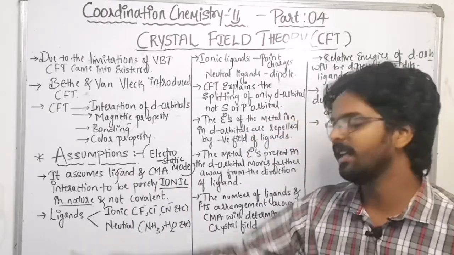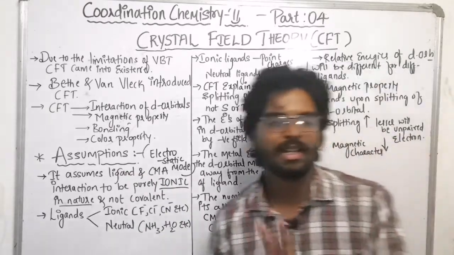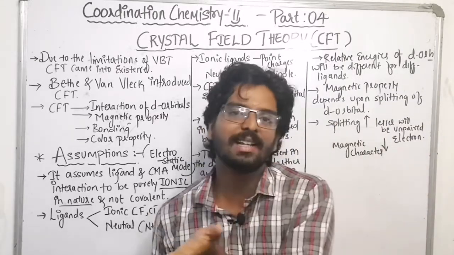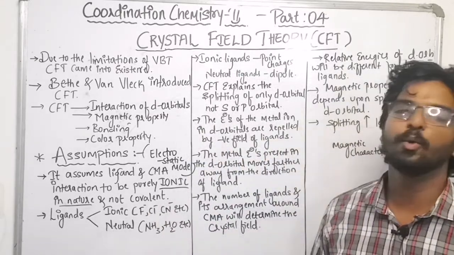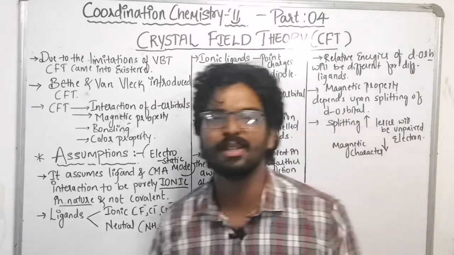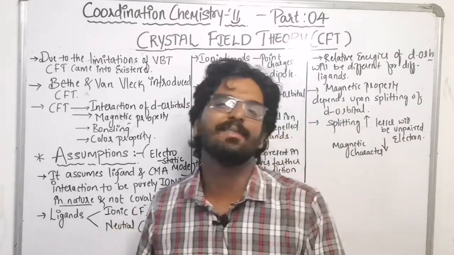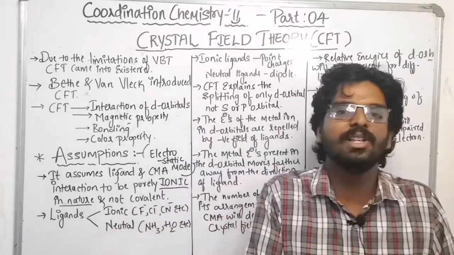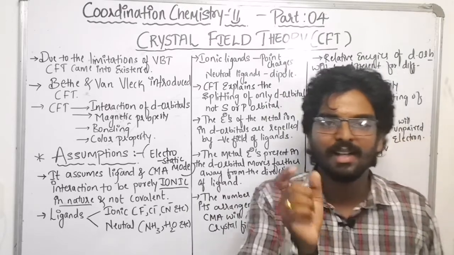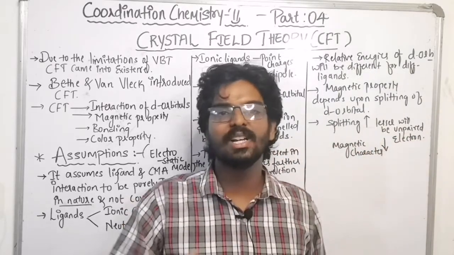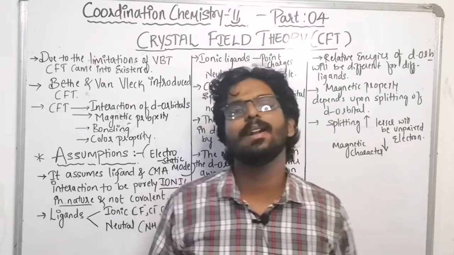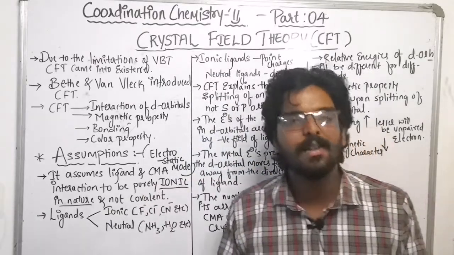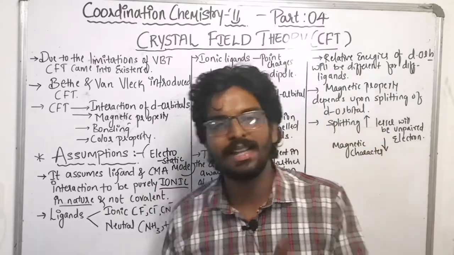And next thing is, according to CFT, the ligands are of two types. One is the ionic ligand, another one is the neutral ligand. Here, an ionic ligand acts as a negatively charged particle. Remember one thing, a ligand acts as a negatively charged particle, because it has extra electrons to be donated to the central metal atom.